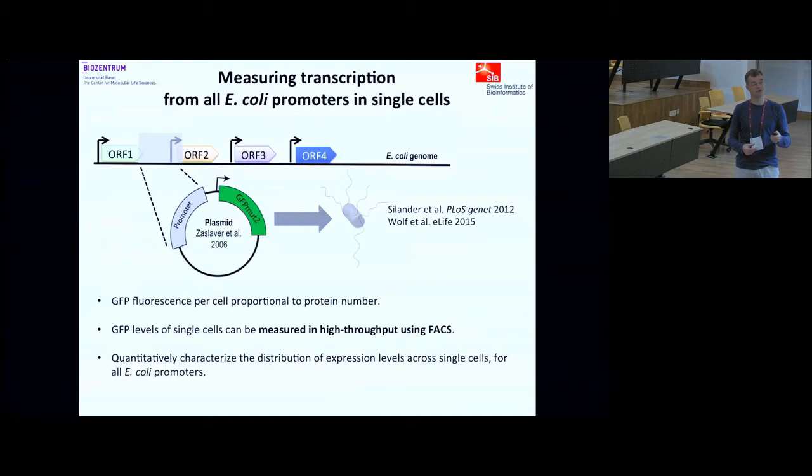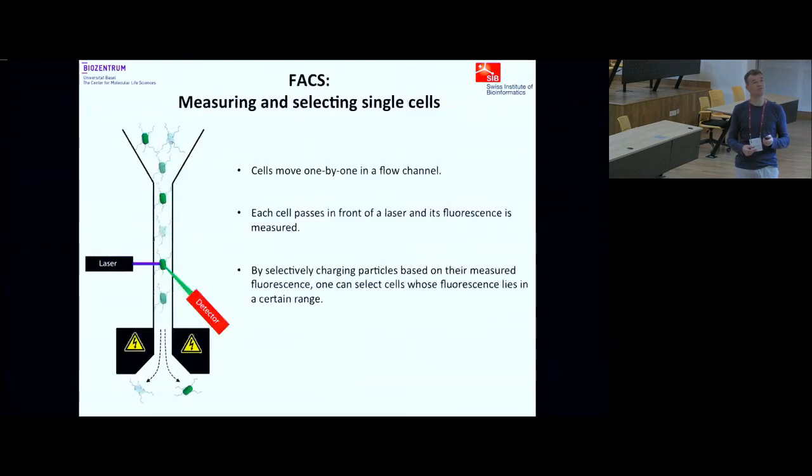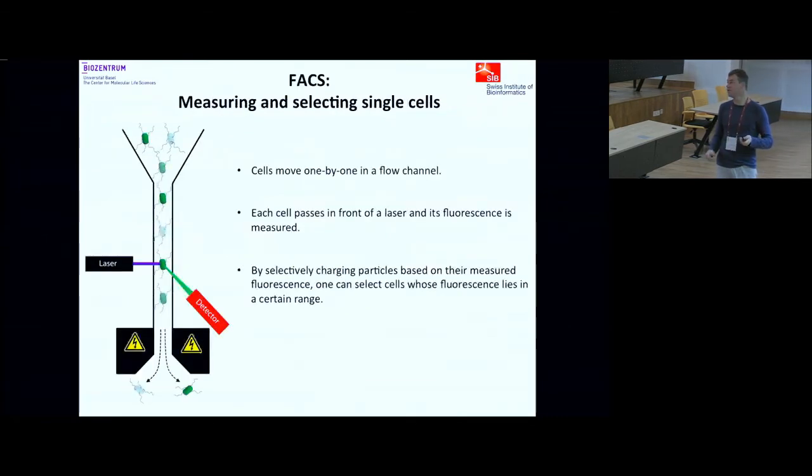We started characterizing the gene expression distribution of every E. coli promoter. So a FACS is a machine where cells are made to flow through a flow channel one by one. Here you see the cells coming down this flow channel. Then there is a laser that activates the fluorescent proteins as they pass in front of it, and a detector that measures the amount of fluorescence coming from the cell. So you can now measure the amount of fluorescence per cell, and you can do this in high throughput. With this machine you can have like 1,000 cells per second or something, I forget, but it's really fast.